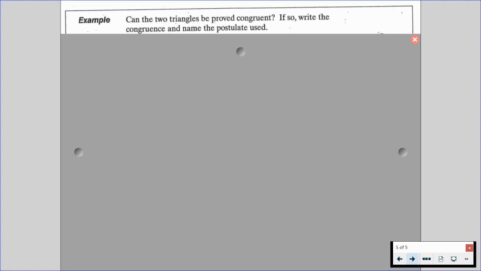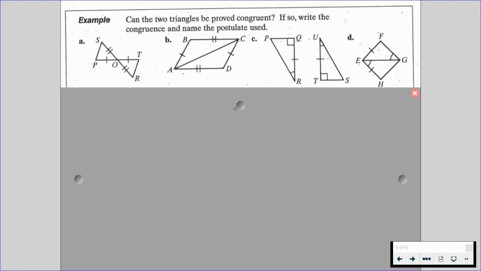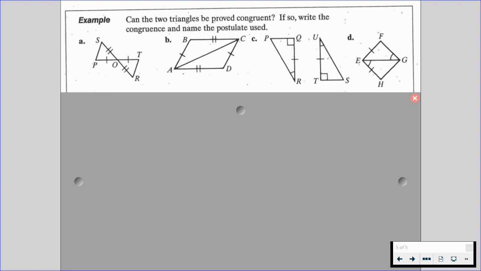So, for example, can the 2 triangles be proved congruent? If so, we're going to write the congruence and name the postulates used. So we have these 4 separate cases, and we need to see, can we have a congruency statement? If so, what is it going to be, and how do we know?